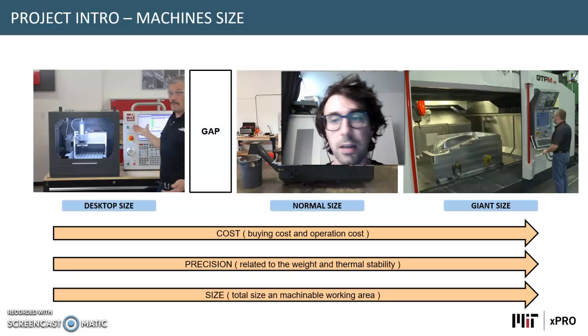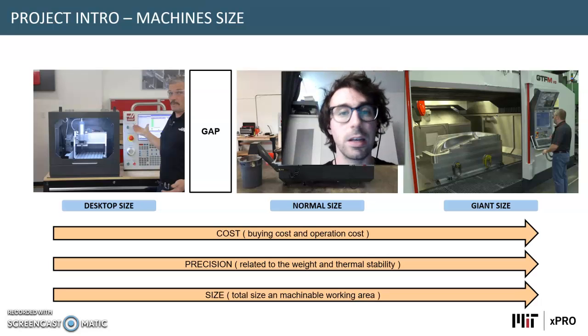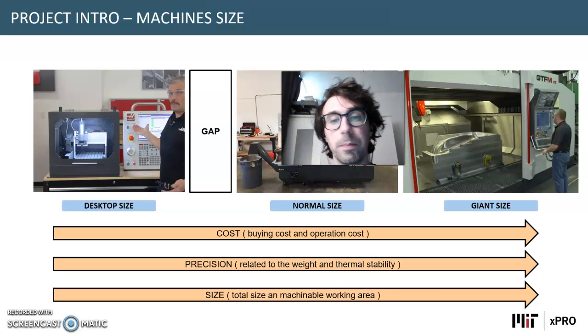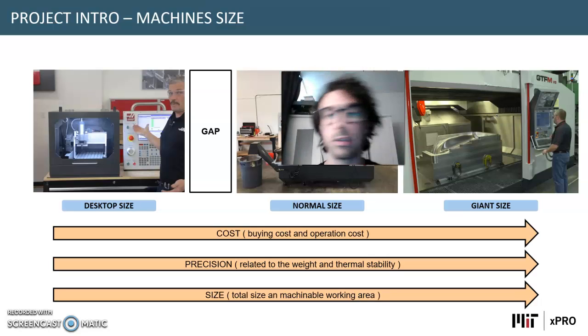In the market there are three categories of machines. Desktop size, which are only used for academic teaching. They are not used for production. They are not rigid enough to perform good tolerances. Then normal size, the most common in the market. It has an average size of 1 meter. 1 meter is the size of the component that can be machined. And then you have giant size. They can range from 2 meters to 20 meters.